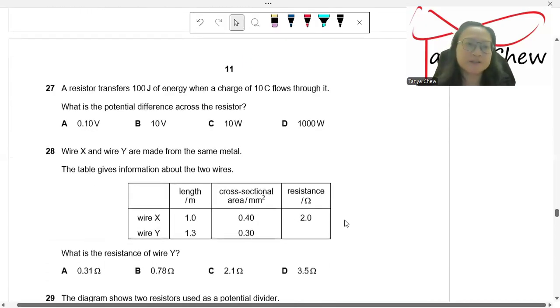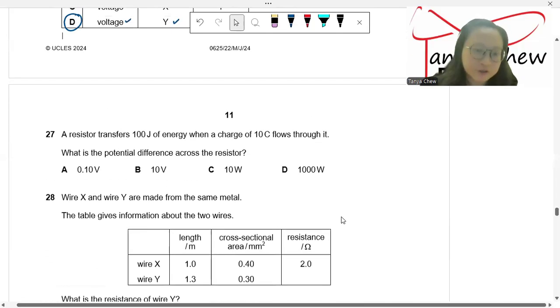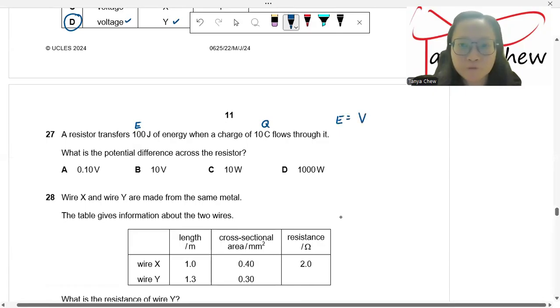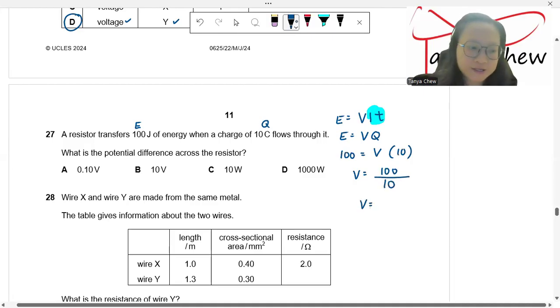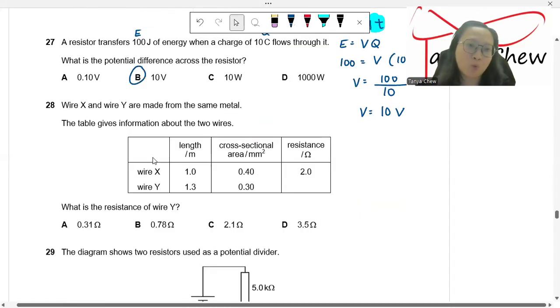Number 27, a resistor transfers 100 joules of energy when a charge of 10 coulomb flows through it. What is the potential difference across the resistor? They give us the energy, they give us a charge. I remember E is equal to VIT, and I times T, Q equal to IT. Q it! So this is a charge, right? Energy is 100 joules. I need to find the potential difference, which is V. Q is 10. V is 100 divided by 10. V is equal to 10 volt. B is the answer.